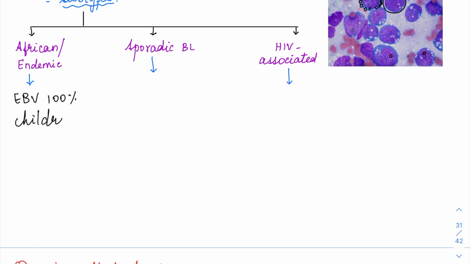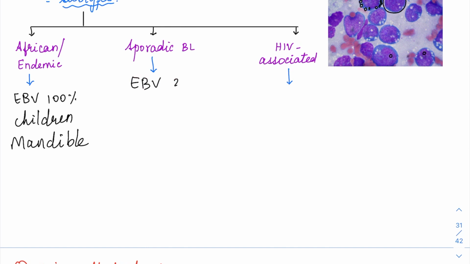and here it is usually children of African origin, and the lymphoma is going to arise in the mandibular location. So they are going to have a cheek mass. So if there is an African child with a cheek mass, then they are hinting towards a Burkitt lymphoma. Remember that. Then in sporadic Burkitt lymphoma, it just arises on its own.